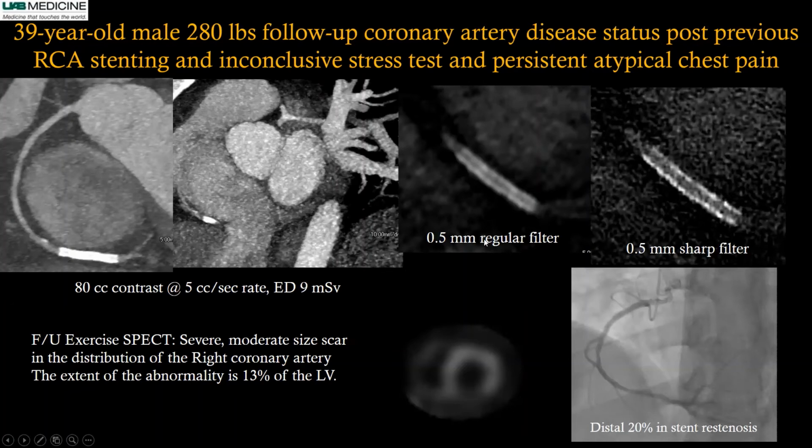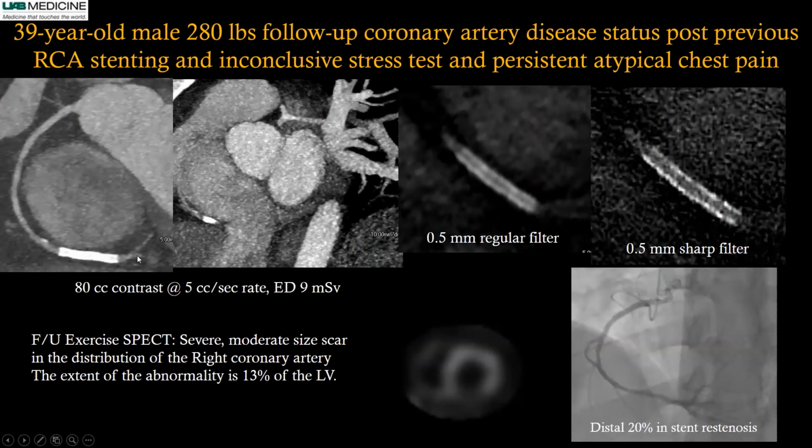When you reconstruct this distal RCA stent with thinner images, this is a 0.5 millimeter slice, you can see the stent slightly better. If you reconstruct with a sharper filter, you can start seeing more inside. Of course, there is much more noise. This is not the best quality because of the patient's size. Based on this, we said we do see distal flow, but it is not good.